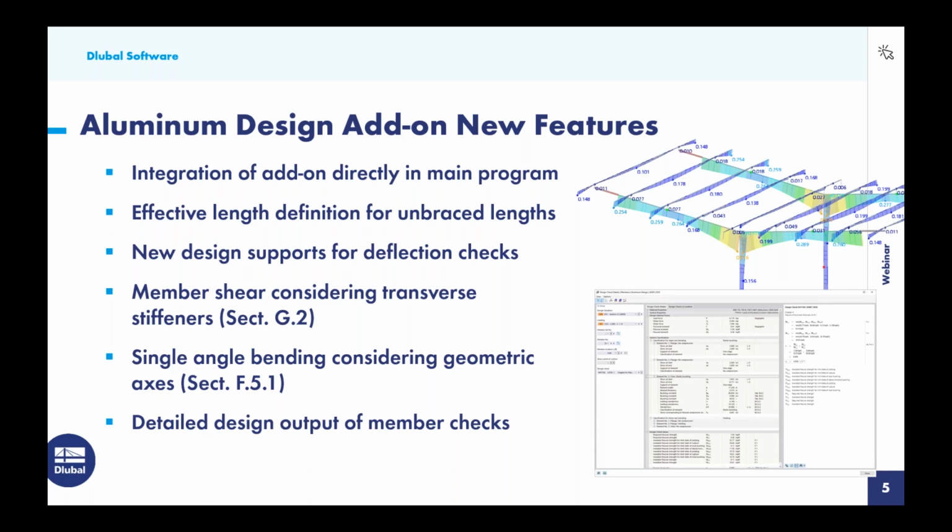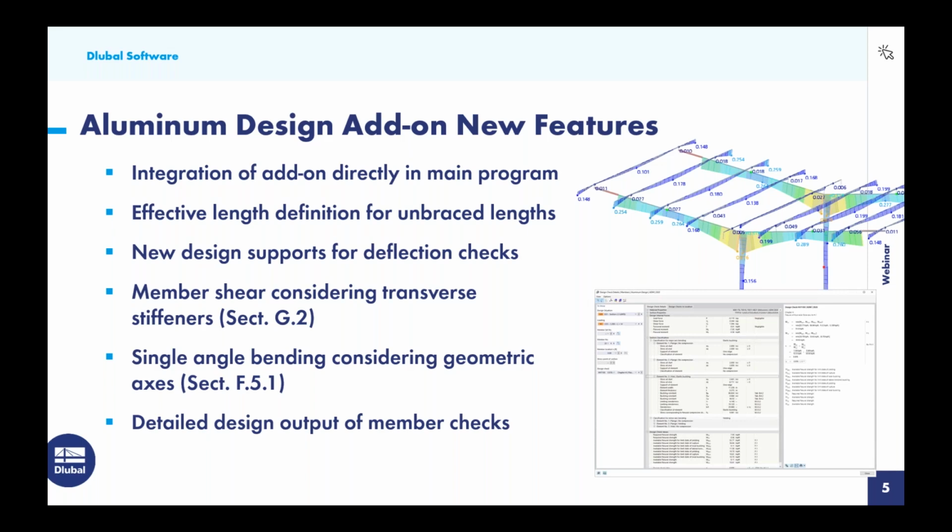The topic of effective lengths has been completely revamped within this new generation as well. We'll see how we can define intermediate supports so that the effective lengths, or K times L, that's used for our unbraced lengths is calculated automatically.